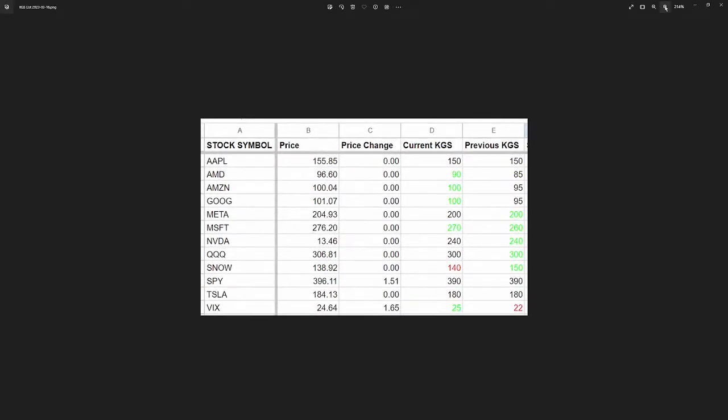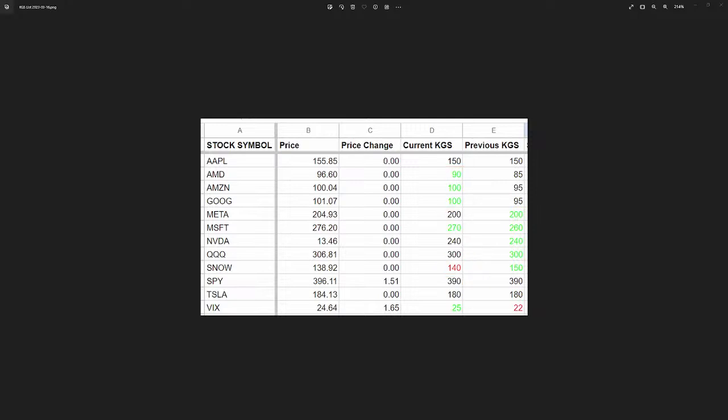I talk about this every day as part of my planning. This is my key gamma strike list, and I look at the current key gamma strike, which is in the D column, and compare it with the key gamma strike for the previous day. Then I color code these green if that key gamma strike increased from the previous day, and red if it decreased. So this was part of my planning process, and I'll go over this for today as well.